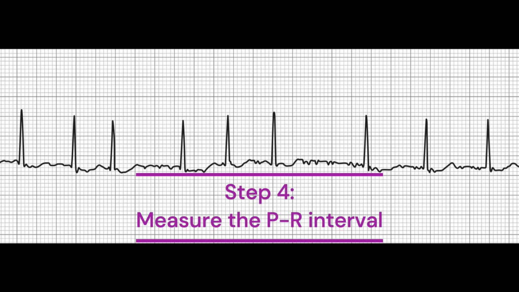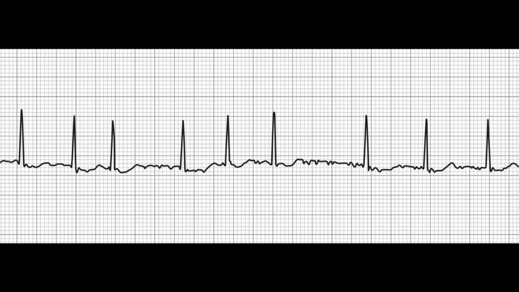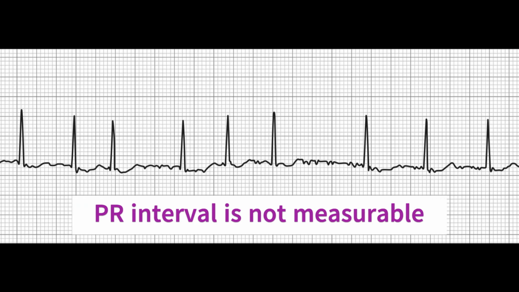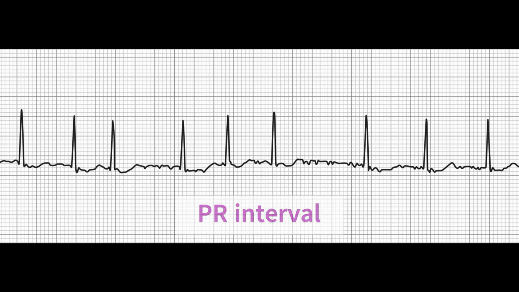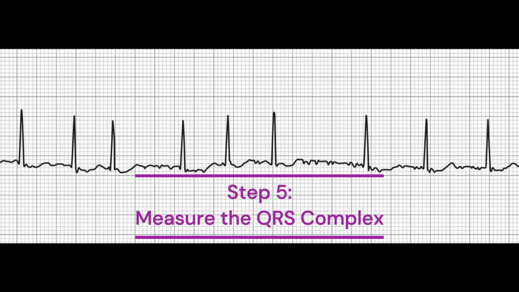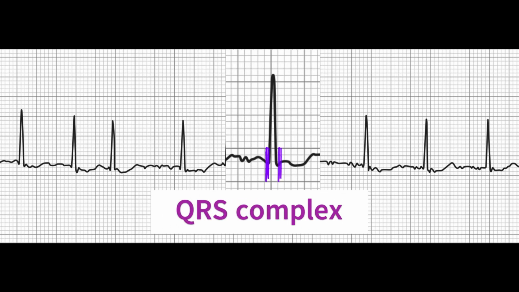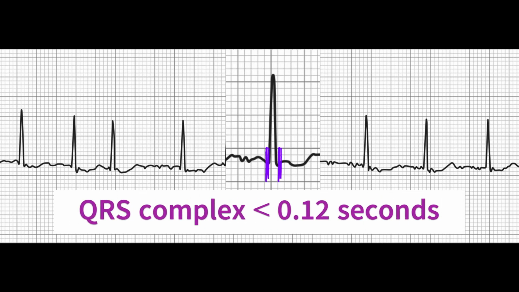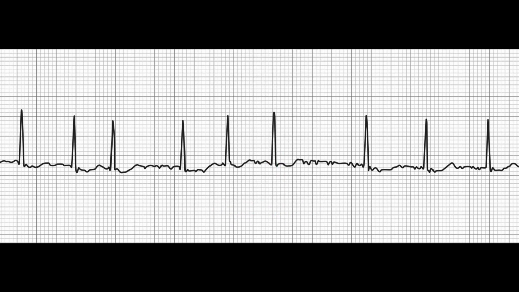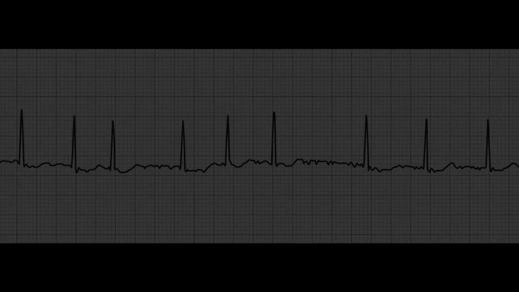Step 4. Determine the PR interval. In atrial fibrillation, the PR interval is not measurable since there are no P waves to speak of. Step 5. Measure the QRS complex. In atrial fibrillation, the QRS complexes are usually narrow, measuring less than 0.12 seconds, unless there is an underlying ventricular problem which can widen the QRS complexes.